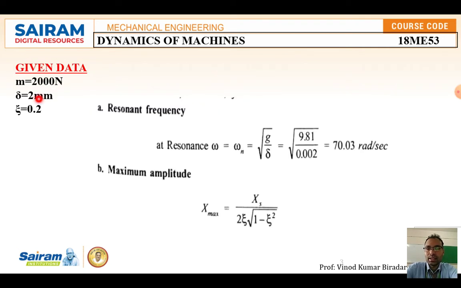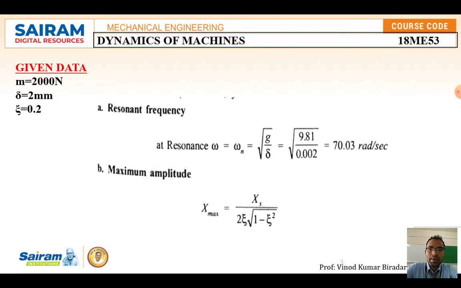Given data, again I wrote here. The resonant frequency at resonance, omega, is given in terms of the deflection, so use g by delta, in place of k by m, which is used when the spring stiffness and mass are given. In the given problem it is the deflection, so omega is equal to square root of g by delta. g is the gravitational acceleration, 9.81. The deflection is given as 2 mm, you have to convert it into meters, so divide by 1000 and you get 0.002. If you calculate this you get about 70.03 radian per second. So this is the first one.